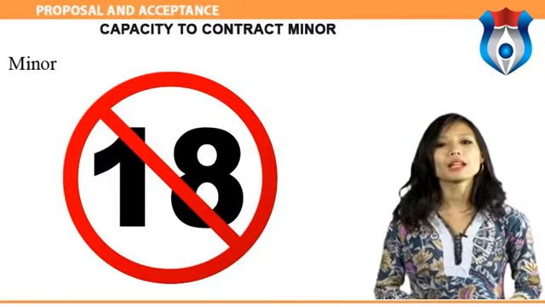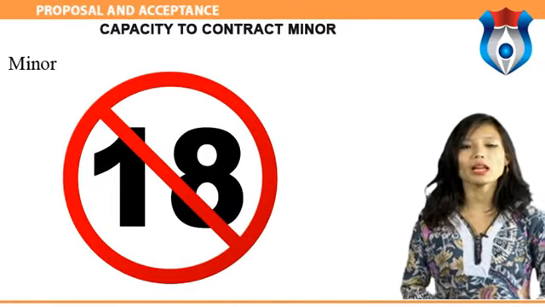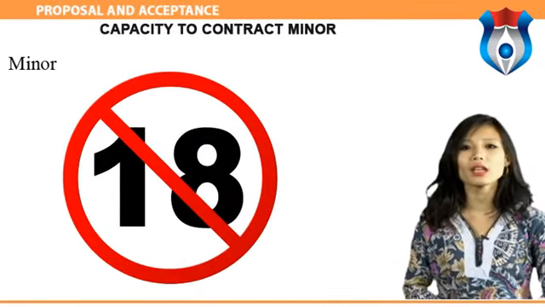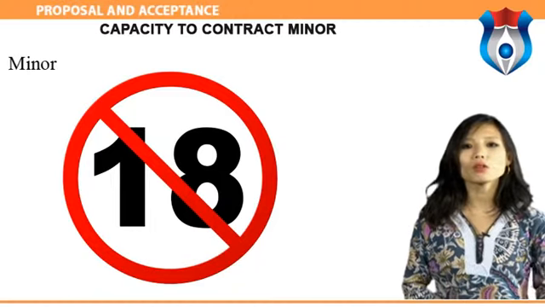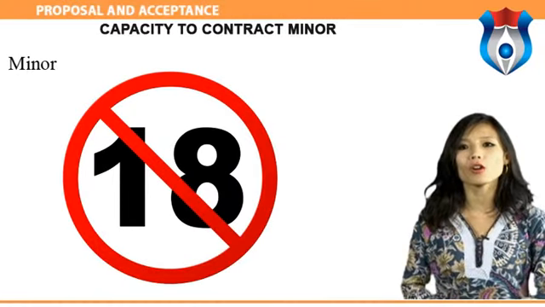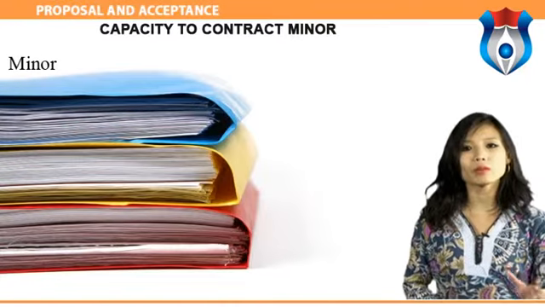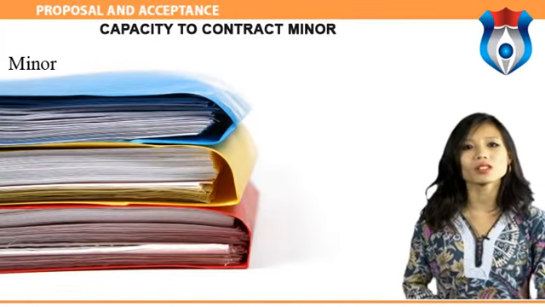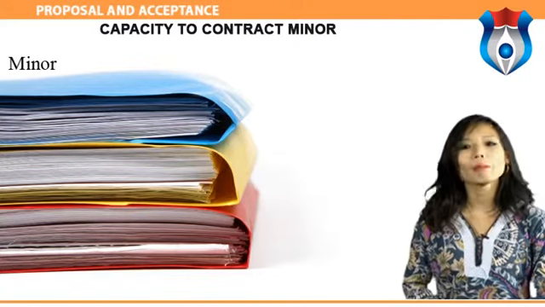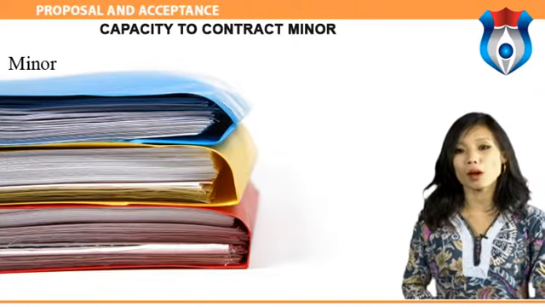Minor. A minor is a person who is under the age of 18. Anyone who has not attained the age of 18 is a minor. As a general rule, a minor's agreement is absolutely void, but there are certain exceptions to it, such as a minor can be admitted to the benefit of transfers such as sale, mortgage, contracts. A minor can be admitted to the benefits of a partnership firm.